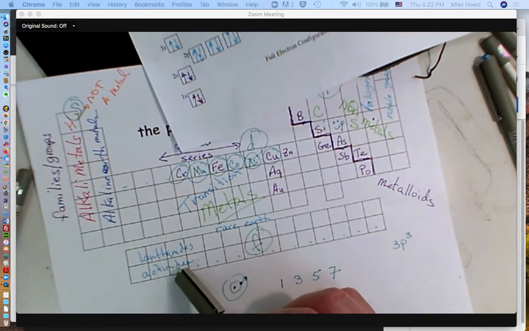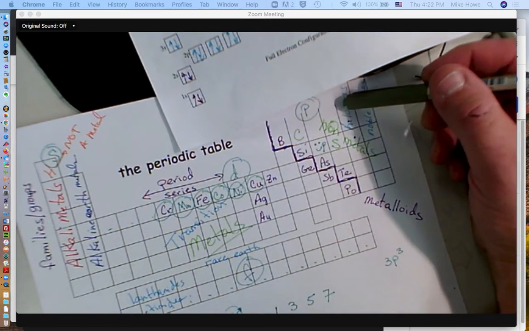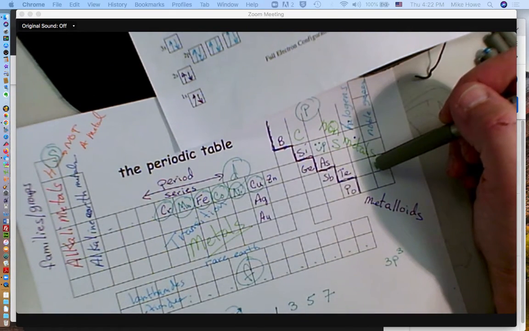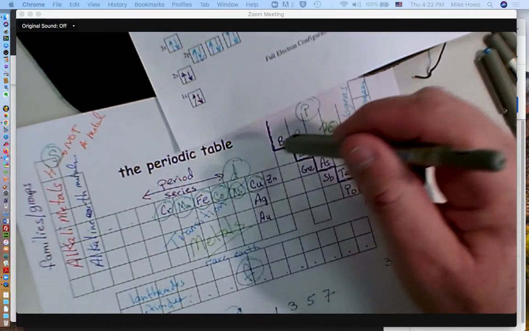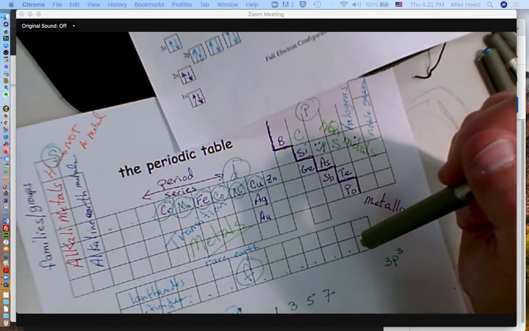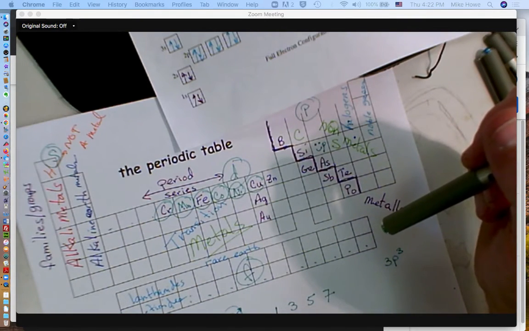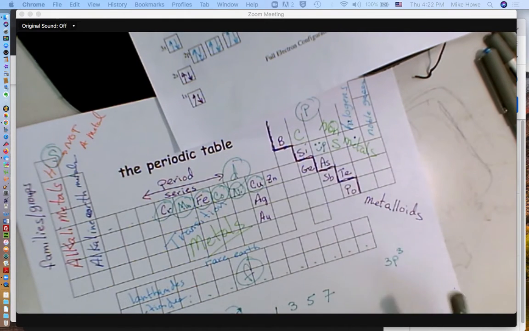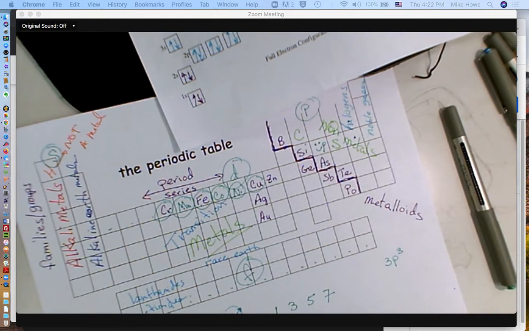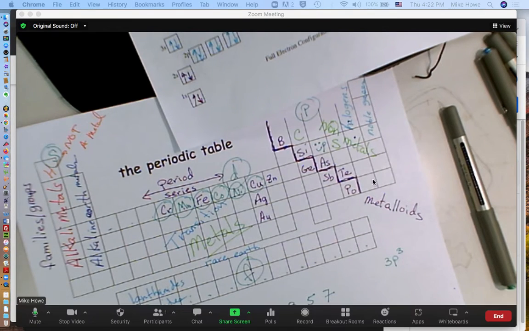We talked about lanthanide and actinide series, the halogen family and noble gas family over here, and then we talked about the S, the P, the D, and the F sublevel blocks on a periodic table. All right, I'm going to stop the video there, and you have a Google Classroom activity. The Google Classroom activity will draw on what we just talked about here.